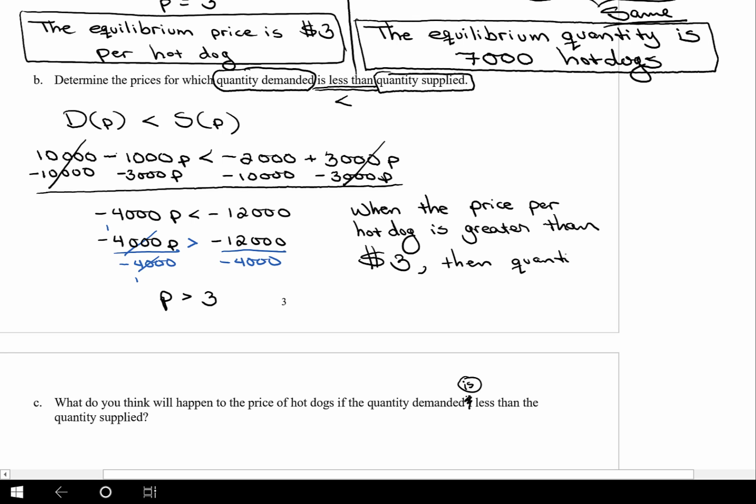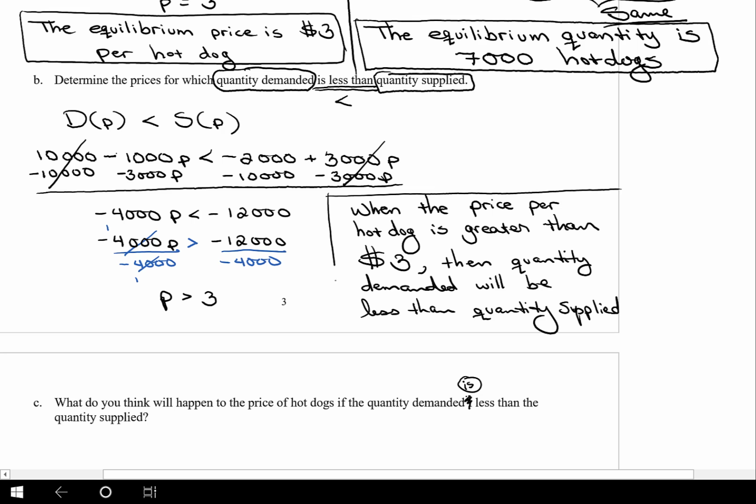So when the price per hot dog is greater than $3, then quantity demanded will be less than quantity supplied. C. All right, and let's box that in.